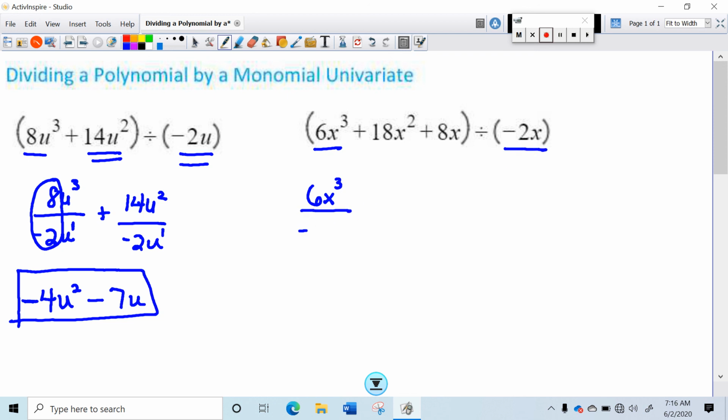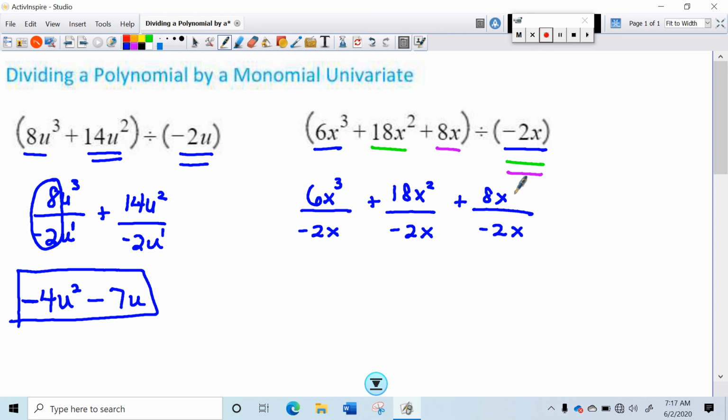Okay, so for the next one, I've got 6x cubed over negative 2x. And then I'm going to do this over this. So I'm going to have positive 18x squared over negative 2x. And then I'm going to do this one over this one. So whatever you're dividing by goes underneath each term. So it's a positive 8x over negative 2x.